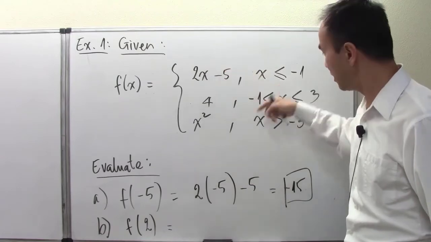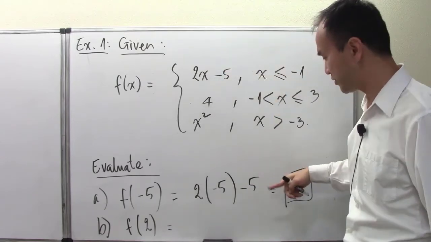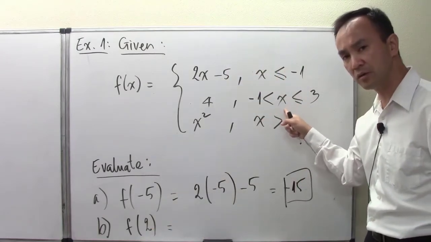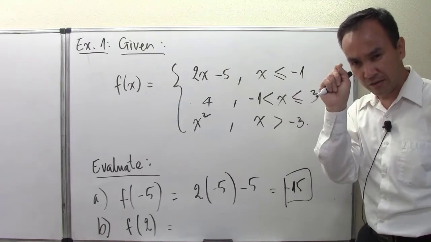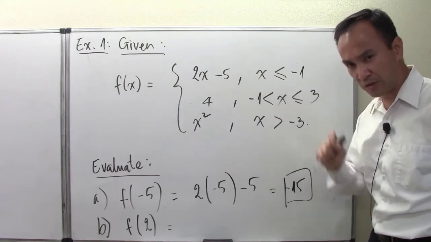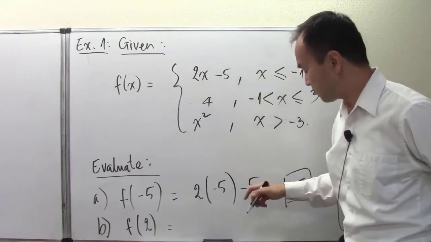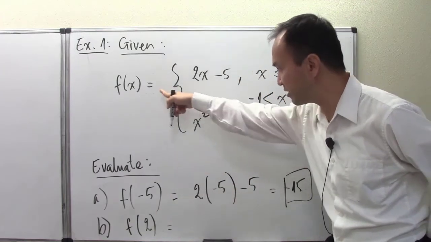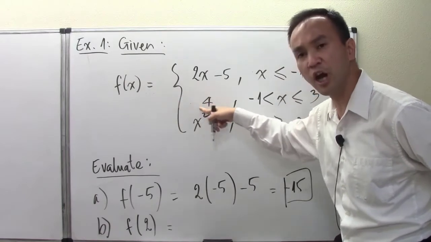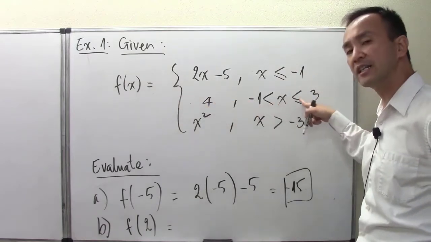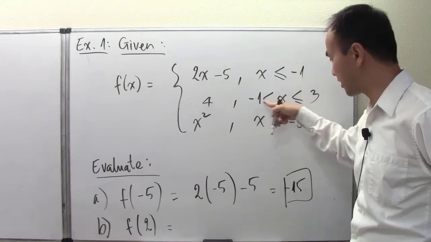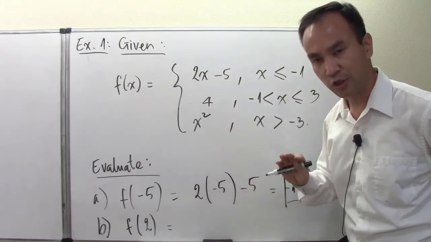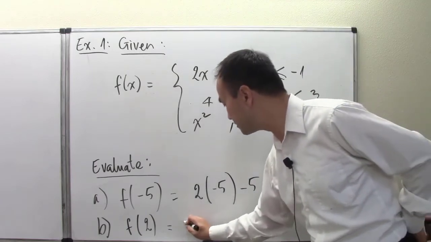But among these 3 zones right here, which zone has our input value? Our input value is indeed in this middle zone, anywhere greater than negative 1 but less than or equal to 3. Our input is included here. That means we have to use that rule over here to determine the output. This rule is simply a constant rule. That means regardless of whichever input we are using in this interval, the output for our function is going to be 4 constantly. Okay, so it's 4.